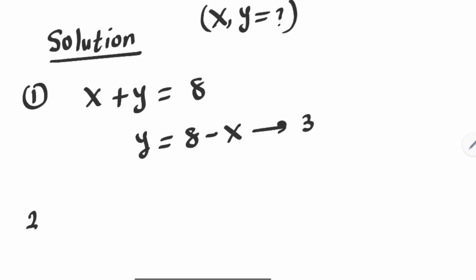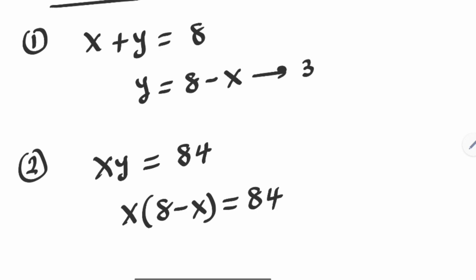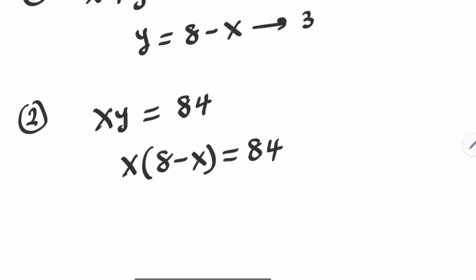Then from equation 2, xy is equal to 84. Now let us substitute for y, which is 8 minus x. x into 8 minus x is equal to 84. Let us open the bracket with this x. x multiplied by 8, that is 8x, minus x multiplied by x, x square, is equal to 84.